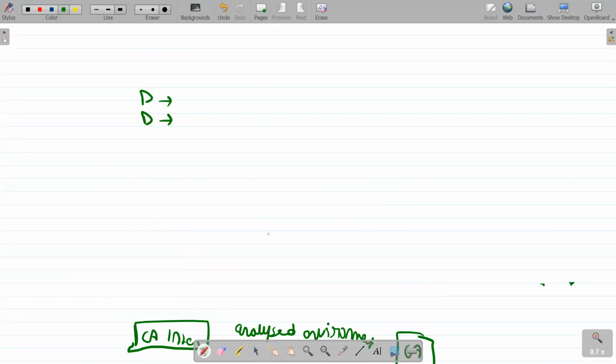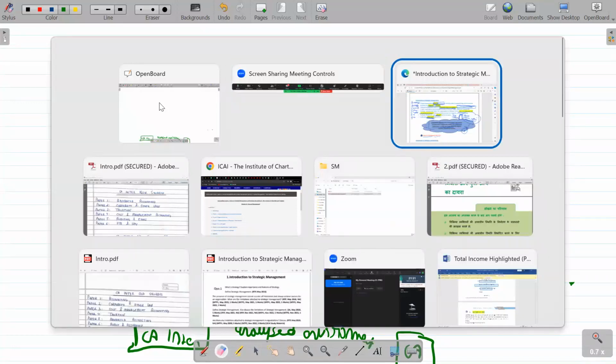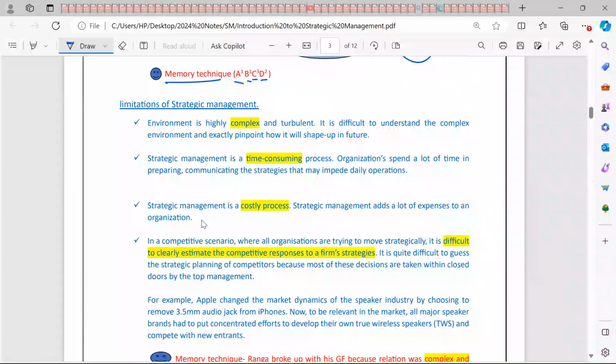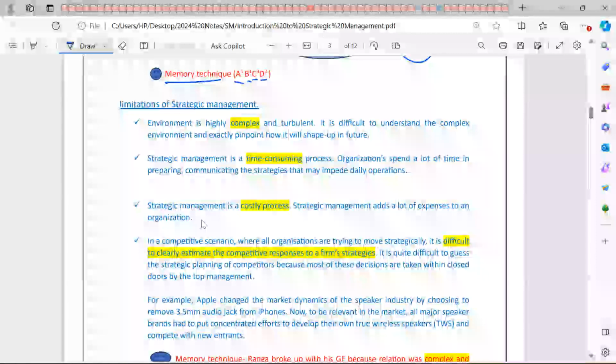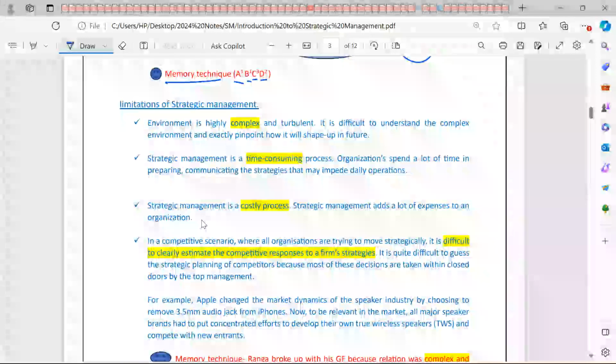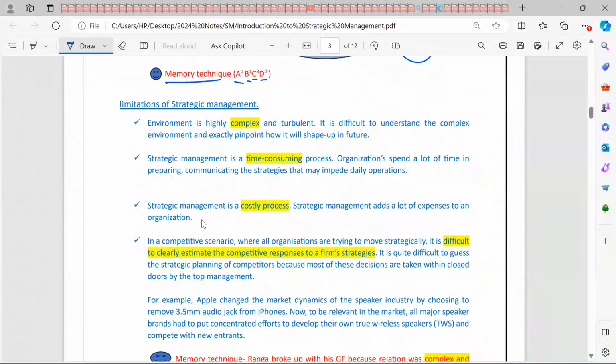Now we are going to the next topic. What are the limitations of strategic management? The limitations of strategic management are very easy. In the importance, we have seen that you have to analyze the environment. In strategic management, we have to analyze the business environment and then make some strategy. So the limitation is saying, how will you analyze the environment? The environment is highly complex and turbulent.